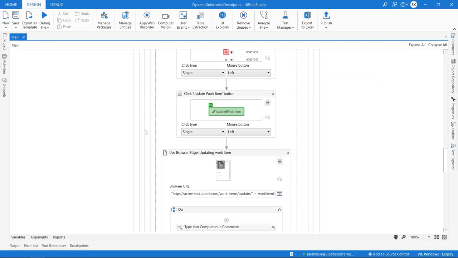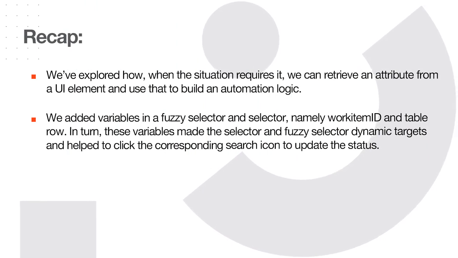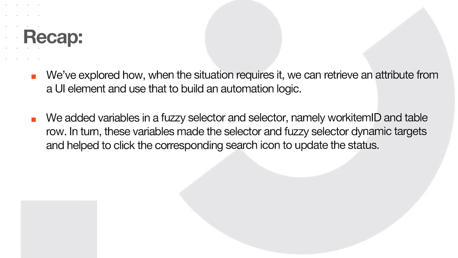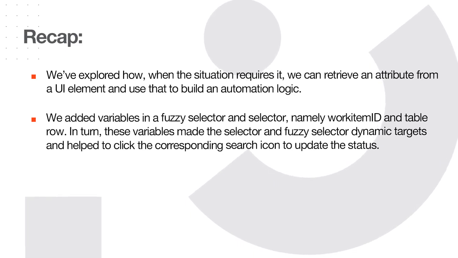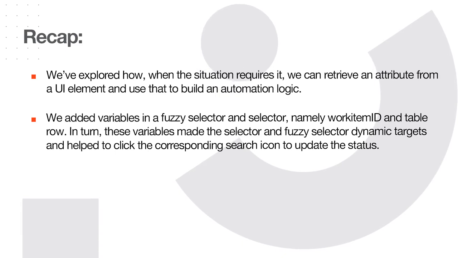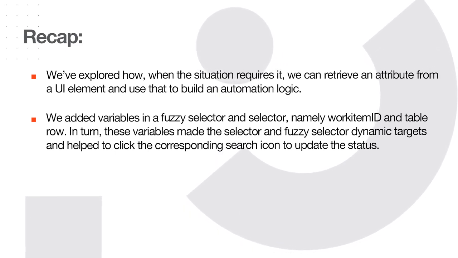So the dynamic unified targets that we created earlier work perfectly. We have reached the end of this demo. Let's have a quick recap. In this demo, we have fine-tuned the descriptors to change the status of each item in the series. We've explored how, when the situation requires it, we can retrieve an attribute from a UI element and use that to build an automation logic.